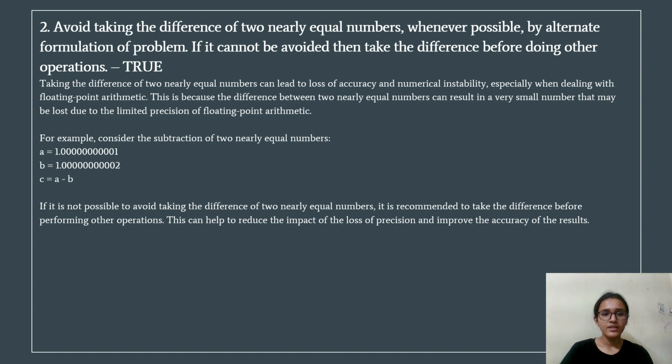point arithmetic. Just in the case of the example, the value of C will be very small, and due to the limited precision of floating point arithmetic, this can lead to inaccurate results and numerical instability, especially if C is used in further calculations. So to avoid this, it is recommended to use an alternate formulation of the problem, which avoids taking the difference of the two nearly equal numbers. This can be algebraic manipulation or reordering of the calculation to reduce the sensitivity to small changes in the input.